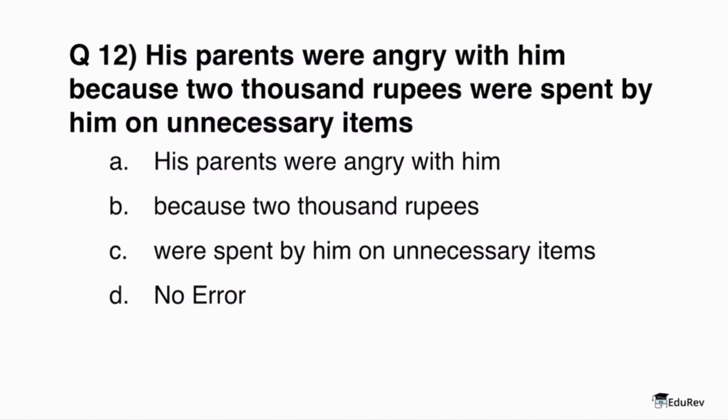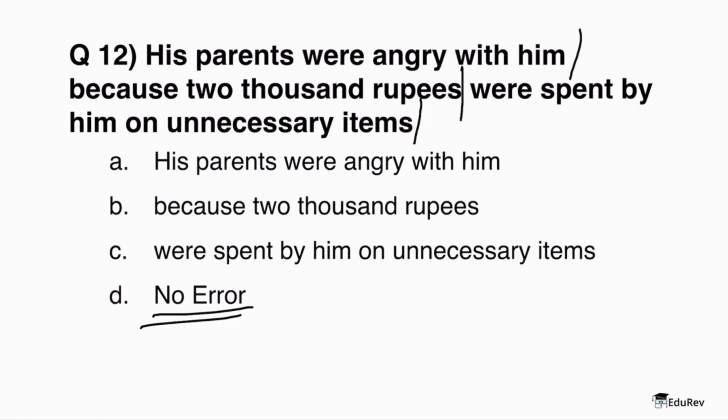His parents were angry with him because 2,000 rupees were spent by him on unnecessary items. Let's once again divide the statement. His parents were angry with him, one part, because 2,000 rupees, second part, were spent by him on unnecessary items, third part, and the fourth is no error. Let's have a look at it.